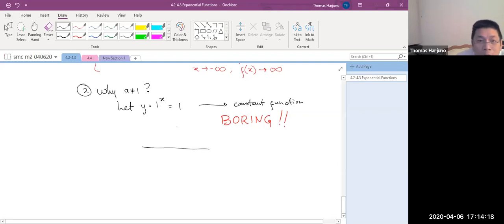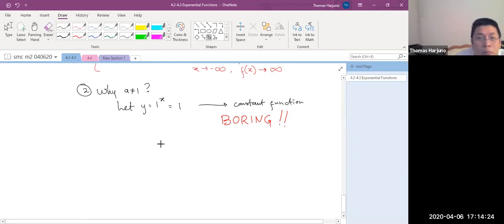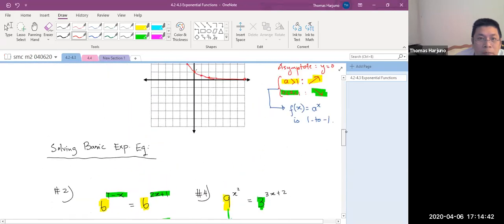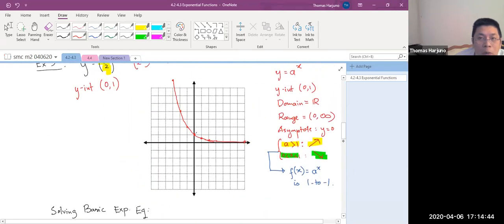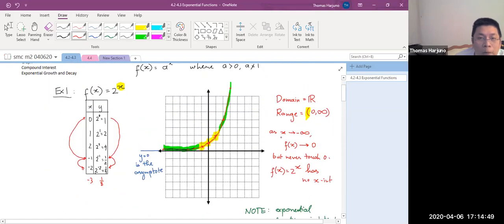Let me graph that first. Let's say this is my coordinate system. Then y equals 1 is basically this line here. The y-intercept is still (0, 1), the way our previous exponential functions looked. The y-intercept is (0, 1), right?